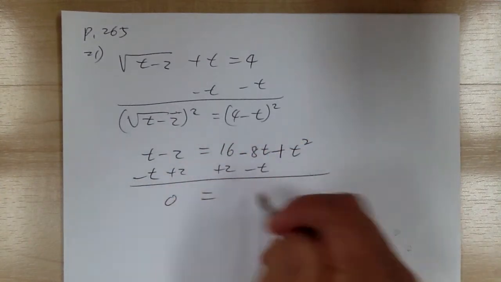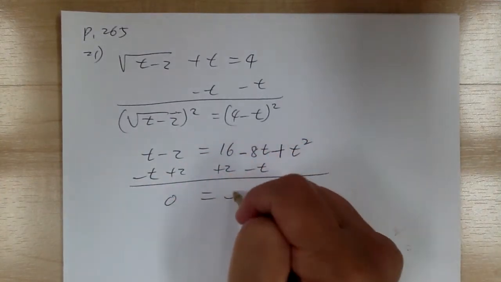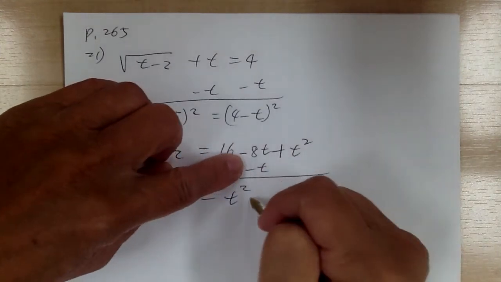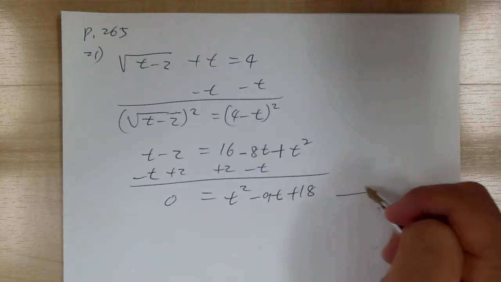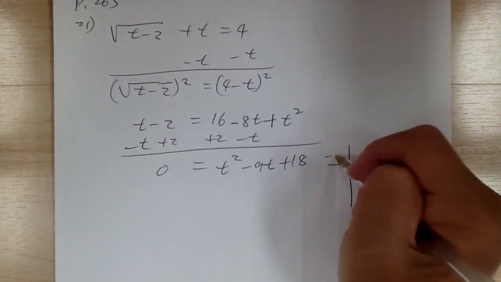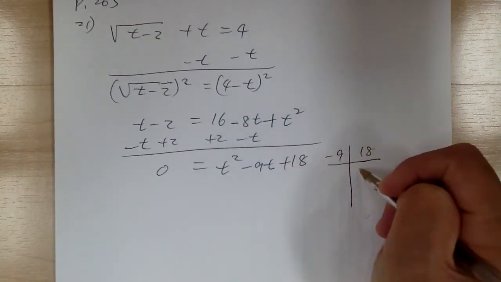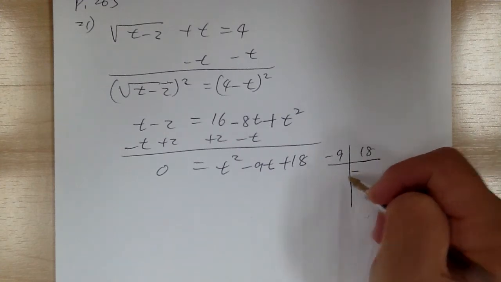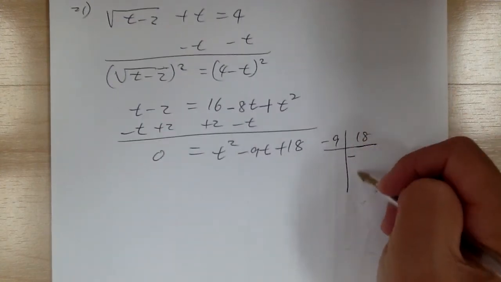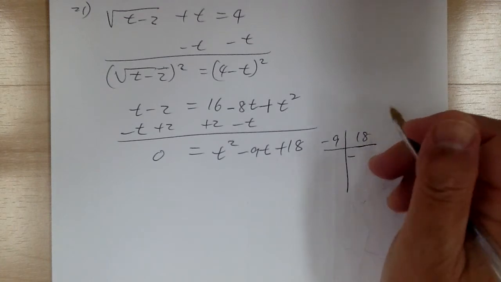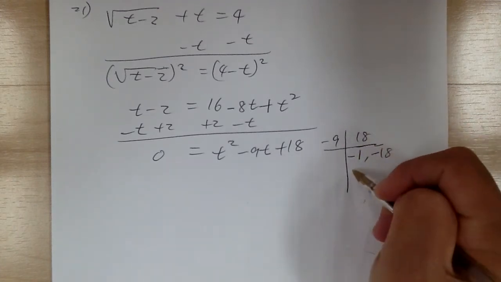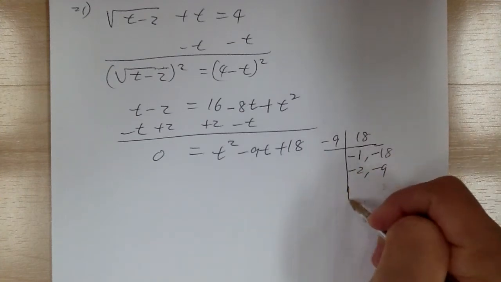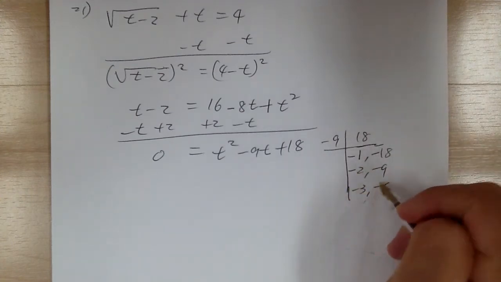So I got 0 equal to, I'm going to rearrange the terms. So I get t squared minus 9t plus 18. Okay, so go and do the master product. So negative 9 and 18. Again, if you don't see the number, you can just start with 1. But this is going to be negative 3, negative 6. That's going to do negative 1, negative 18, negative 2, negative 9, negative 3, negative 6. Okay, and so this is the one.